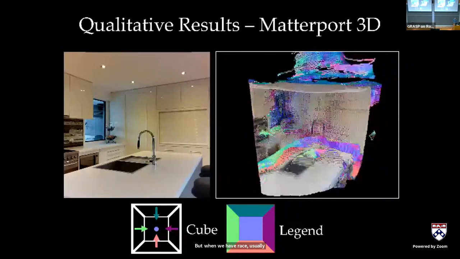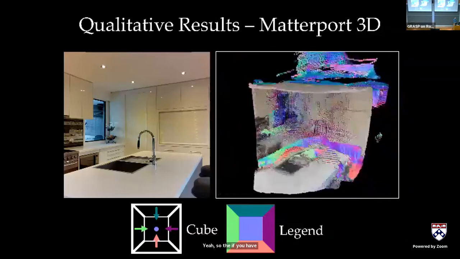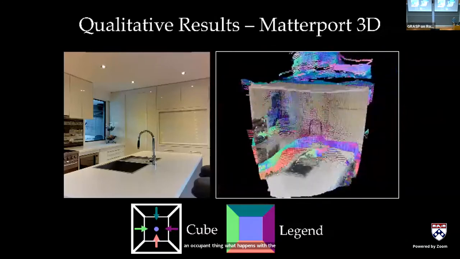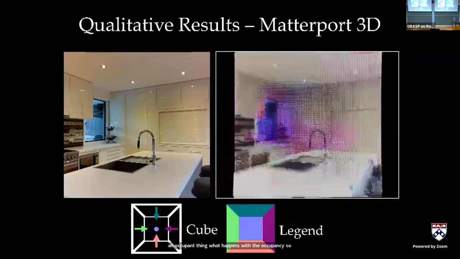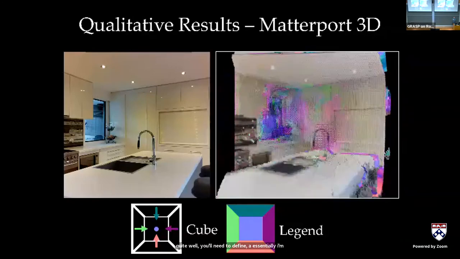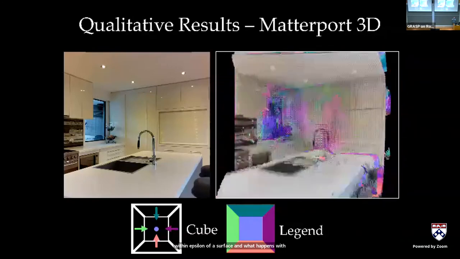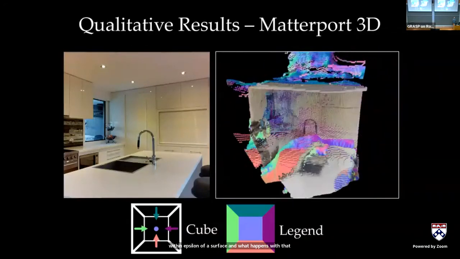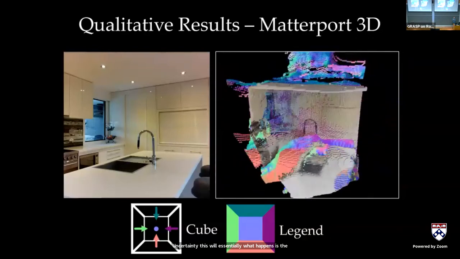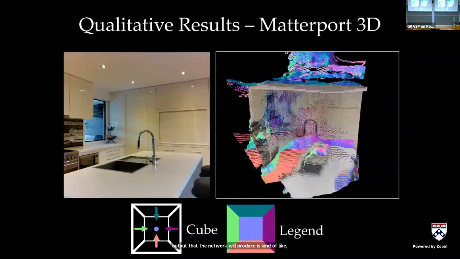Why the difference? Yeah, so if you have the arrays, you can definitely do an occupancy thing. When we compared against this, occupancy actually works quite well. You'll need to define essentially "I'm within epsilon of a surface." And what happens with that is, your uncertainty, the output that the network will produce is kind of like a convolution of a boxcar function with your Gaussian. This ends up being a little tricky to threshold as well.